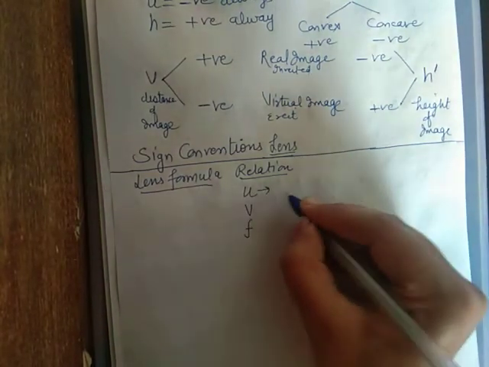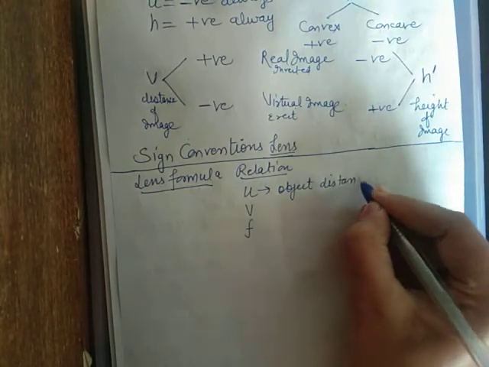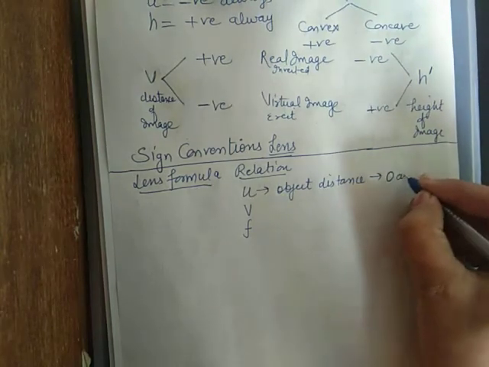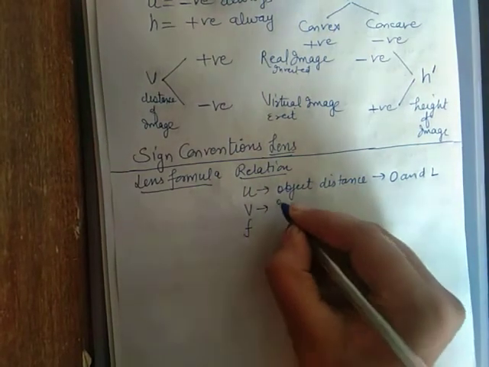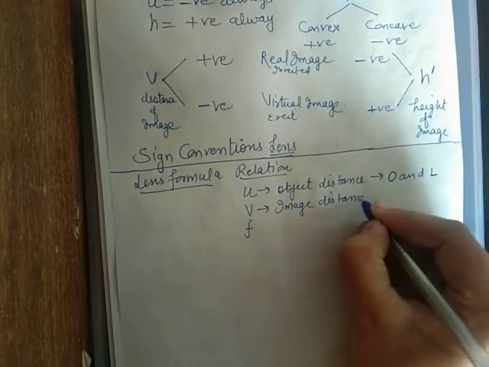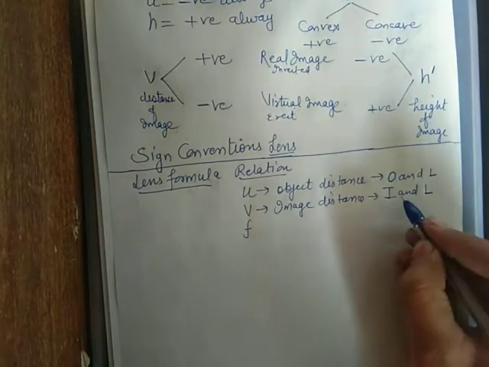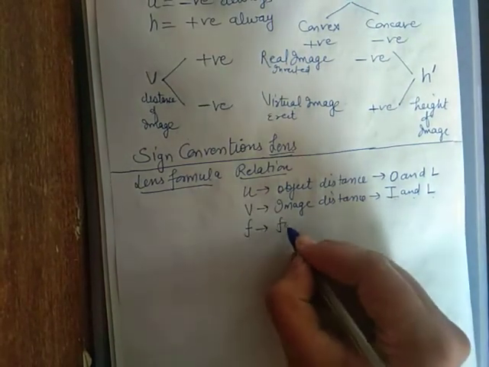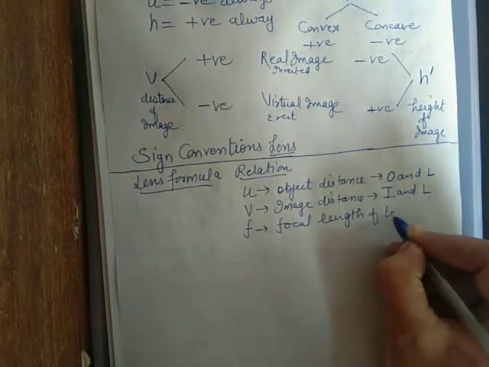What is U? U is the object distance. Object distance means we can call it the distance between object and lens. What is V? V is image distance. It is the distance of image from lens. So, distance between image and lens. What is F? F is the focal length of the lens.